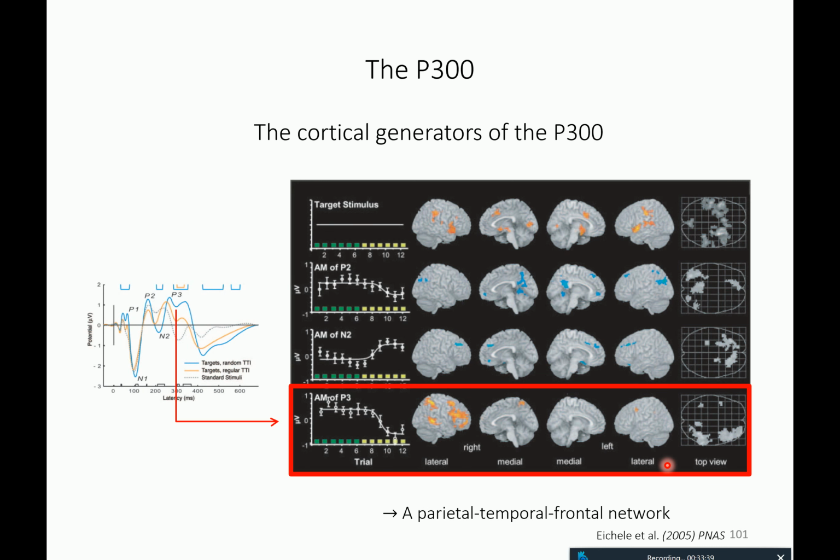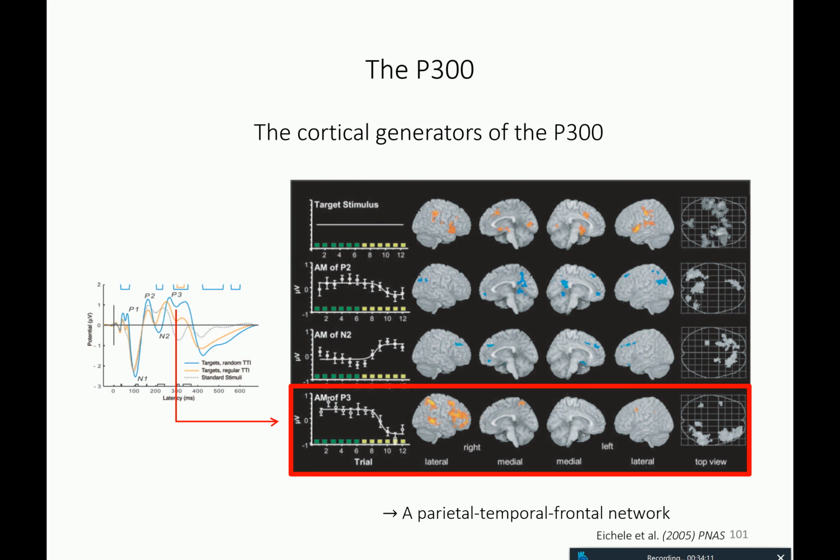This is an example also again from an EEG fMRI study by Tom Eichele from 2005, where he looked at the single trial covariation of P3 activity with fMRI activity, and essentially found most of the brain, or the typical areas that always go on when people do something. So some parietal activity, some temporal activity, some frontal activity.